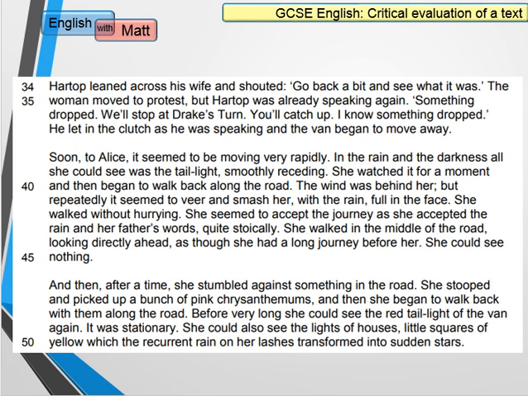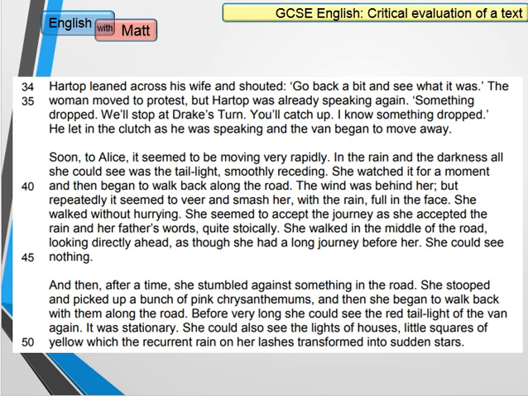Hartop leaned across his wife and shouted, "Go back a bit and see what it was." The woman moved to protest, but Hartop was already speaking again. "Something dropped. We'll stop at Drake's turn. You'll catch up. I know something dropped." He let in the clutch as he was speaking, and the van began to move away. Soon, to Alice, it seemed to be moving very rapidly. In the rain and the darkness, all she could see was the tail lights smoothly receding. She watched it for a moment and then began to walk back along the road.